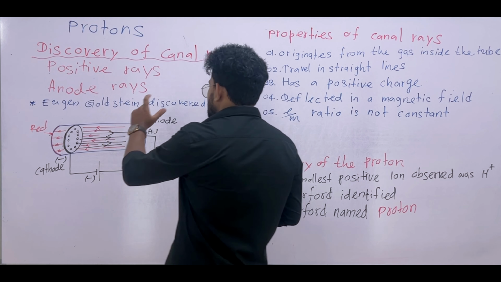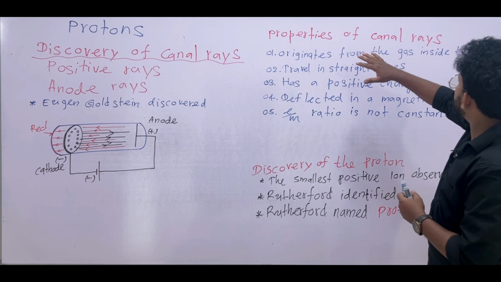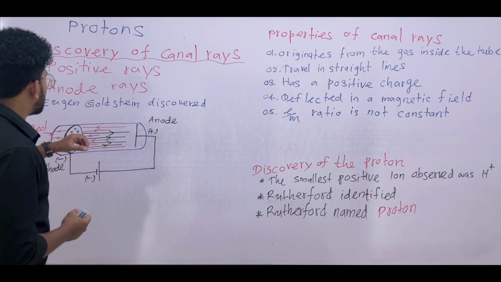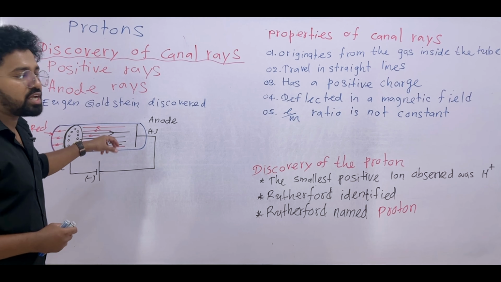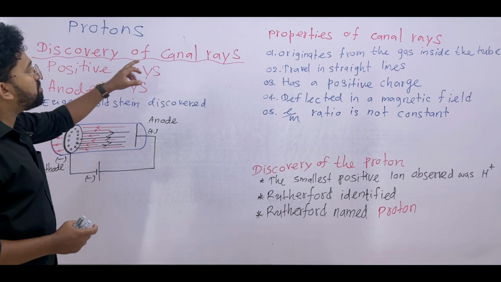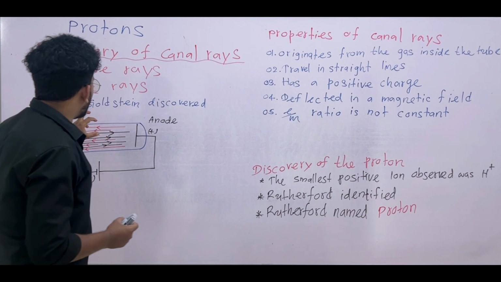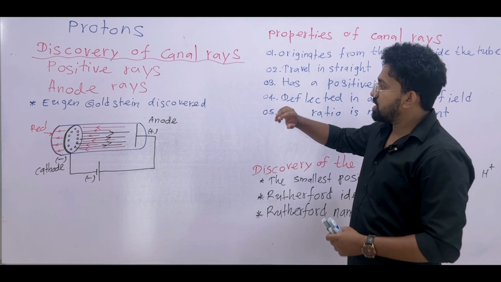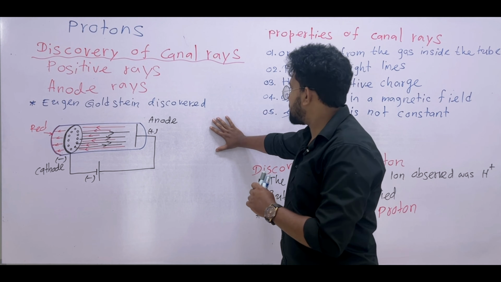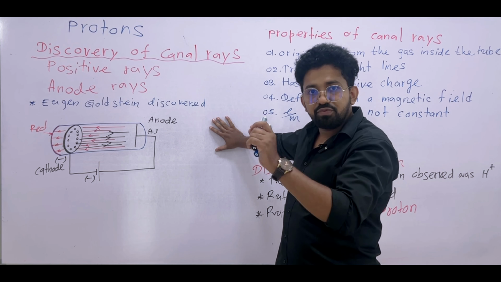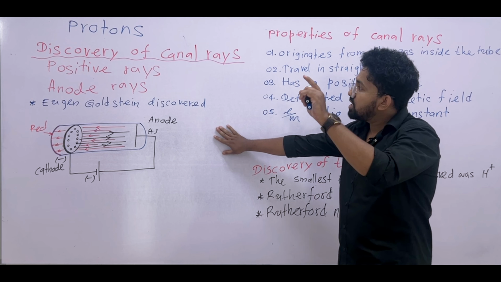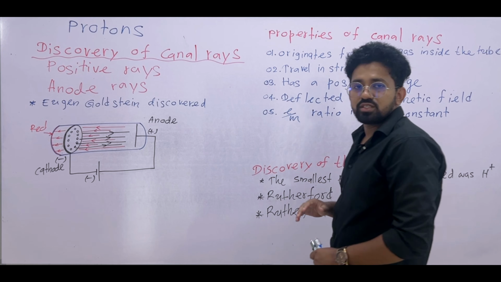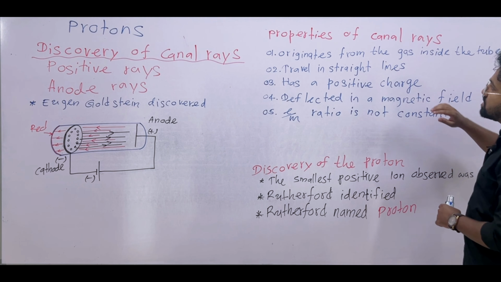So we have to look at the properties of this new type of rays. Since these rays originate from the gas inside the tube, they were given the name canal rays. Now we are going to check the properties of these canal rays. To get an idea about them, we have to do certain experiments, like what we conducted for the cathode rays. Here are some properties of the canal rays.